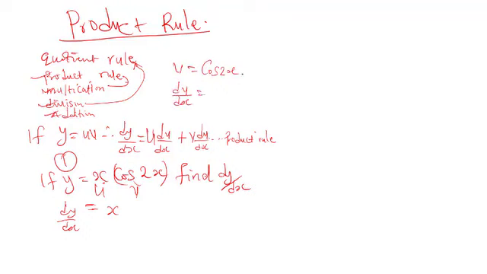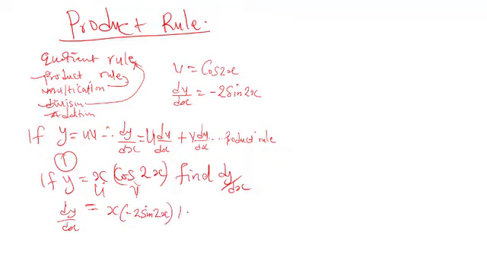that's differentiation of a cosine. If you differentiate cos x, you have minus sine x. So if you differentiate cos 2x, you have minus 2 sine 2x. So this becomes x multiplied by minus 2 sine 2x.